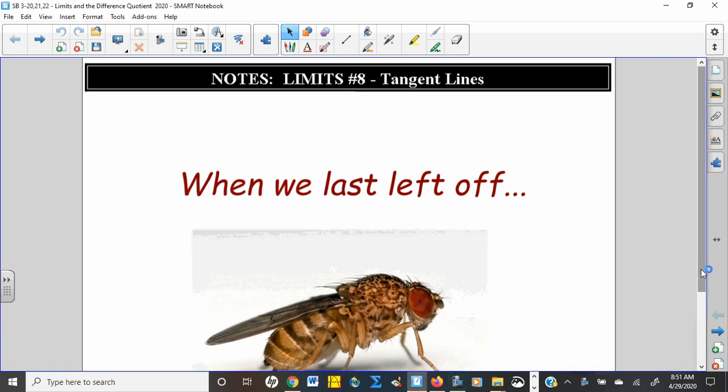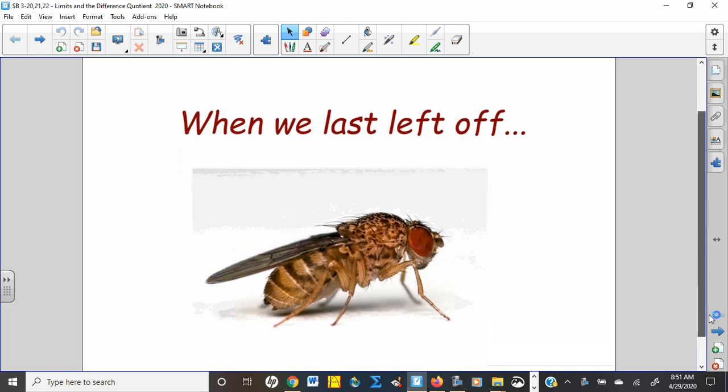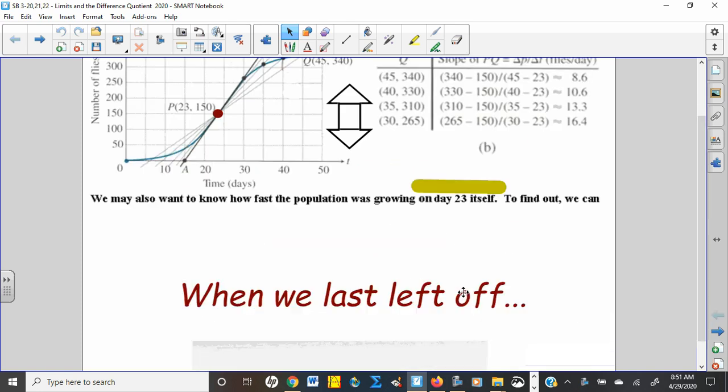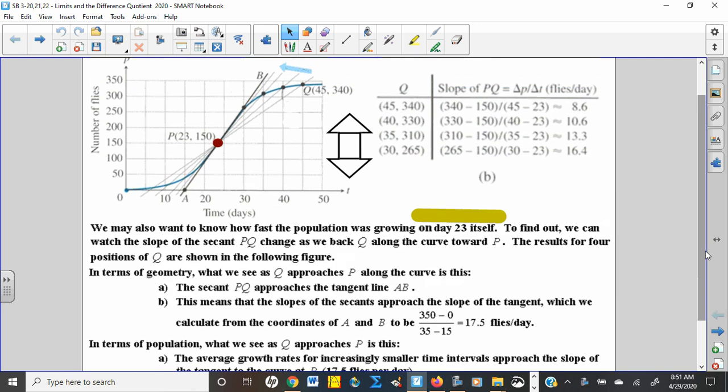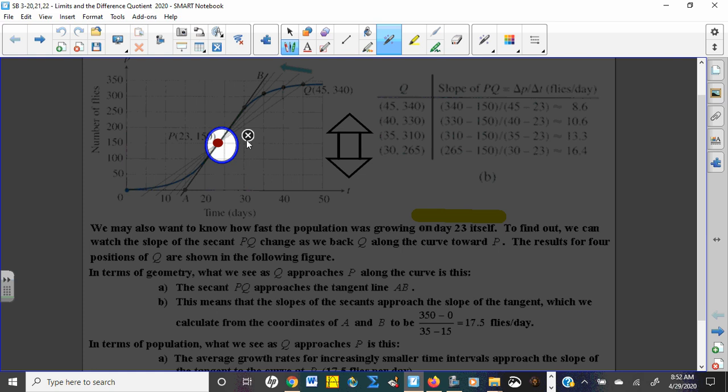All right, welcome back. When we last left off, we were all buzzing about secant slopes, average rates of change, the difference quotient. All of those things are basically synonymous. This was the problem that we were looking at. It was an application problem about a population of fruit flies, and the idea was that if I wanted to know how fast this population was growing at day 23, that is a weird idea that you've never seen before in algebra, because algebra can't deal with that kind of question. Okay, and we'll talk about why here in a second.